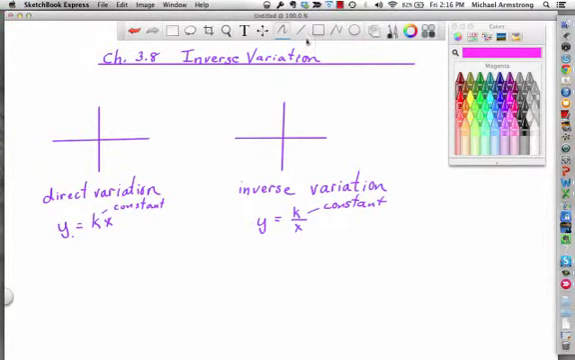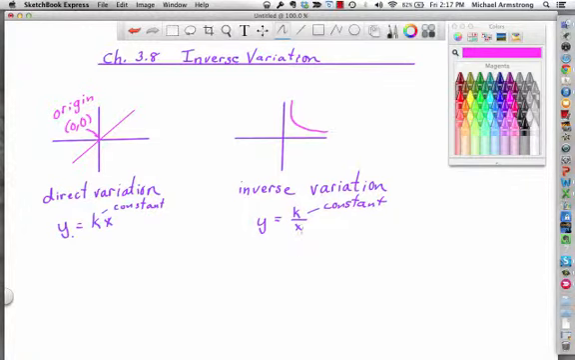Alright, in direct variation, we form a line that goes through the origin. Remember that the origin is this point. We usually mark 0, 0. That's the origin. And inverse variation typically makes a curve that looks a little bit like that.